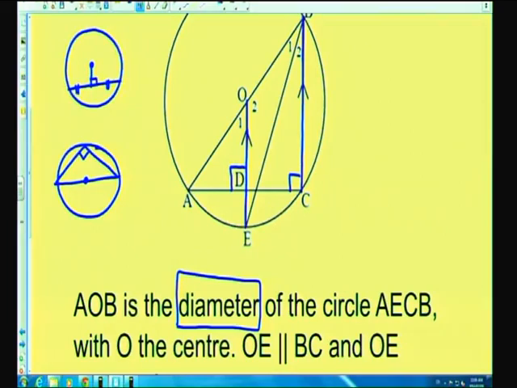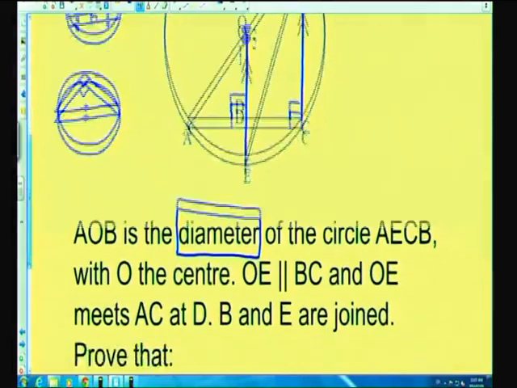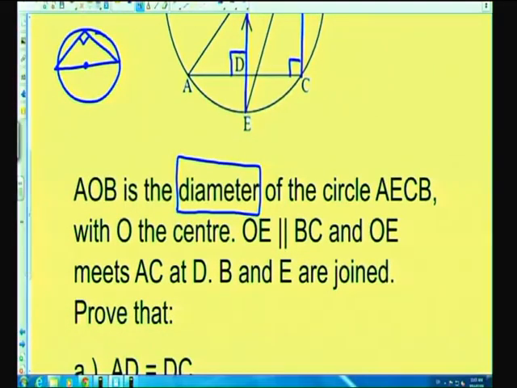So let's read on and see what else it says. Okay, with O the center, well, that is what we sort of preempted. What I like to do to remind myself it's the center is make it nice and fat. We know that OE is parallel to BC, and they tell me that OE meets AC at D. B and E are joined. Prove that. And the first thing they asked me to prove is that AD equals DC.